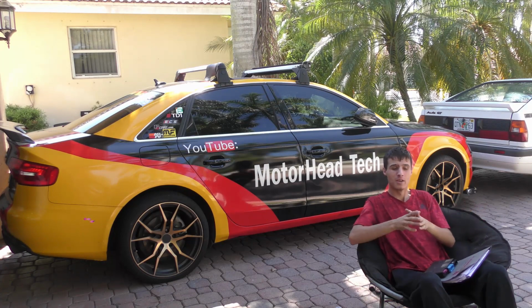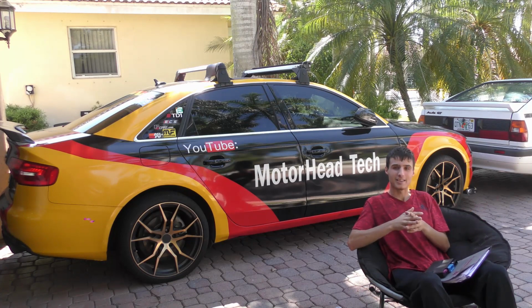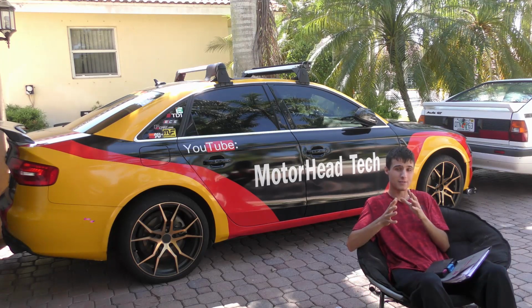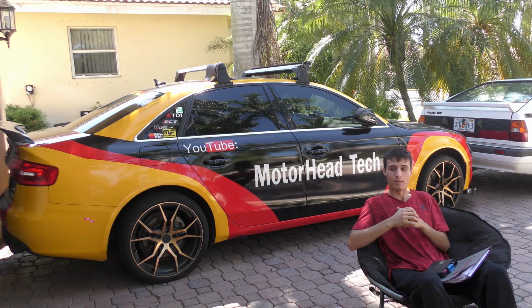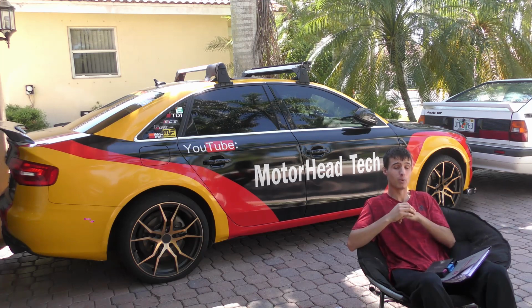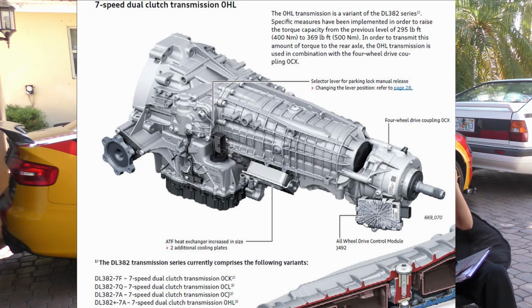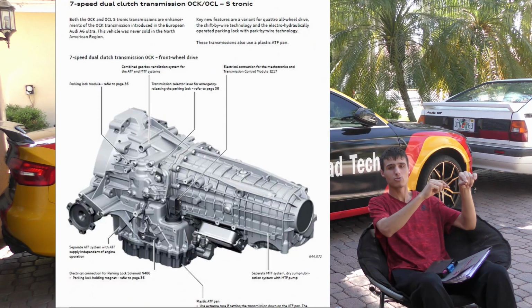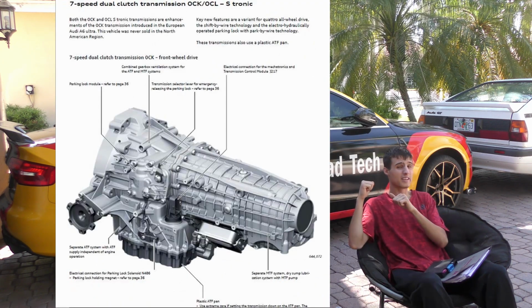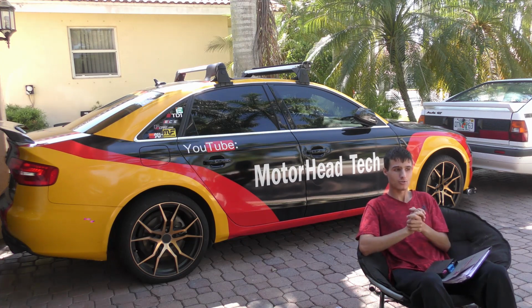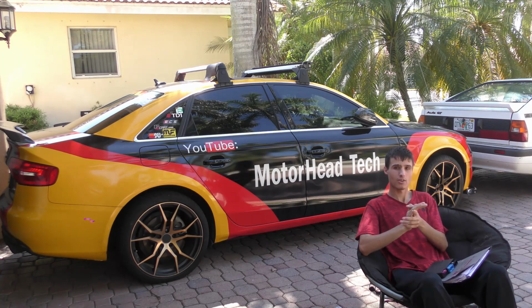This video, there's a lot to take in. I'm going to try to simplify this and make it as easy for you guys to understand. But basically, we did get the 2018 Audi A4 B9 transmission bolted on, the OCW or the OCL transmission, which is the all-wheel drive version. Here's the all-wheel drive version, and here's the front-wheel drive version of the DL382 transmission. So here's my mistake. I bought the wrong transmission for the wrong car, and here's why.